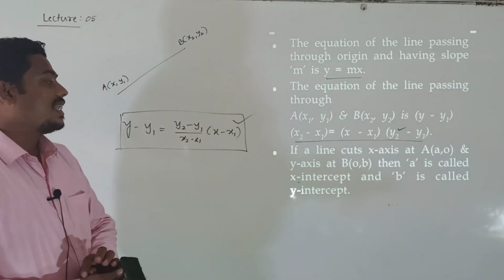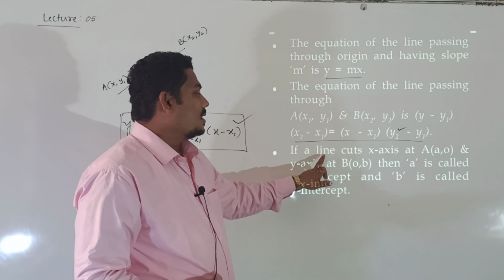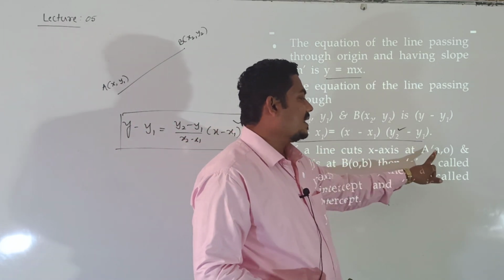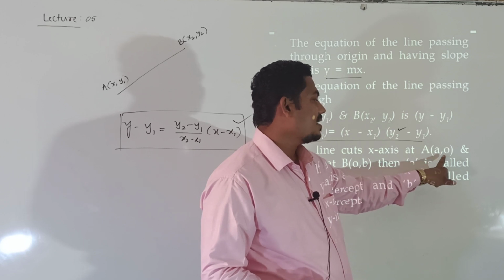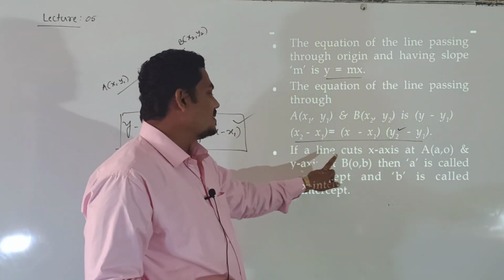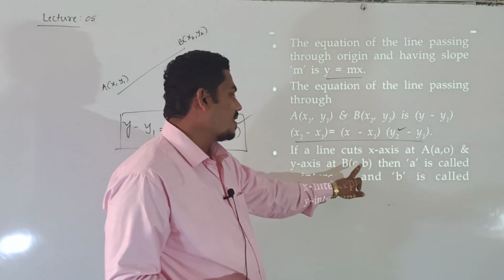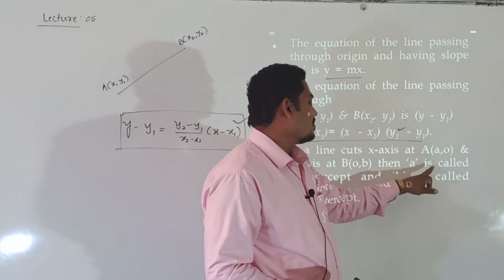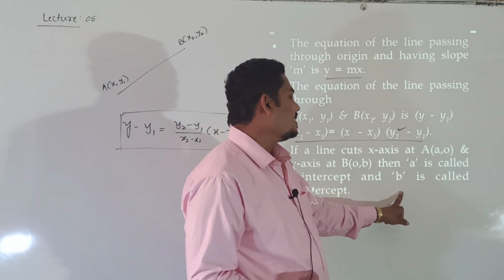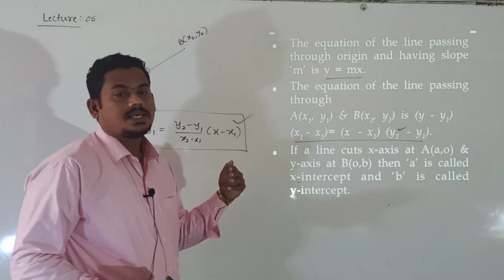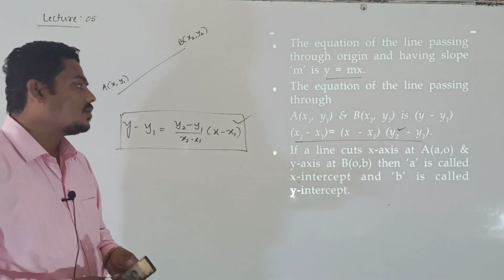Next, if a line cuts the x-axis at A, whose coordinates are (a, 0), and the y-axis at B, whose coordinates are (0, b), then a is called the x-intercept and b is called the y-intercept. Shifting of the line on the coordinate axis.